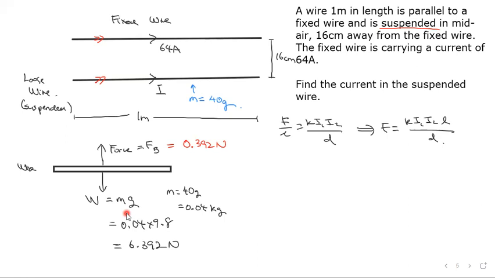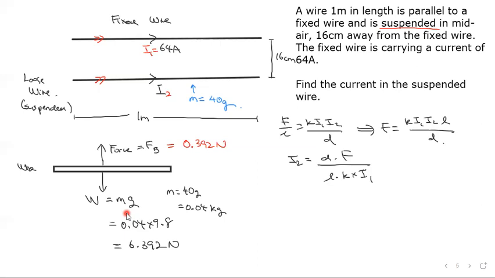I1 is just over here, your 64 amps. I2 is what we're trying to work out. So really, we should be making I2 the subject, I guess. So I2 must equal D times F, right? You move the D across, all over L times K times I1.